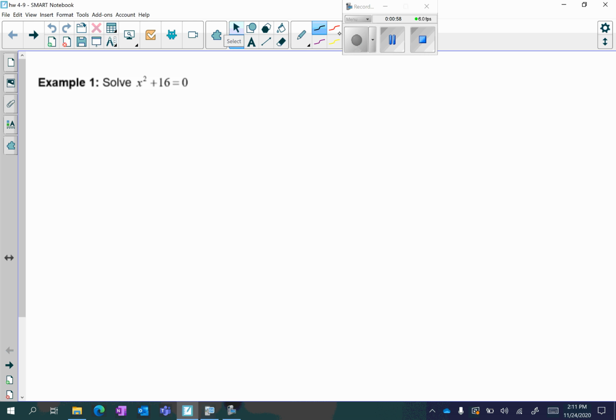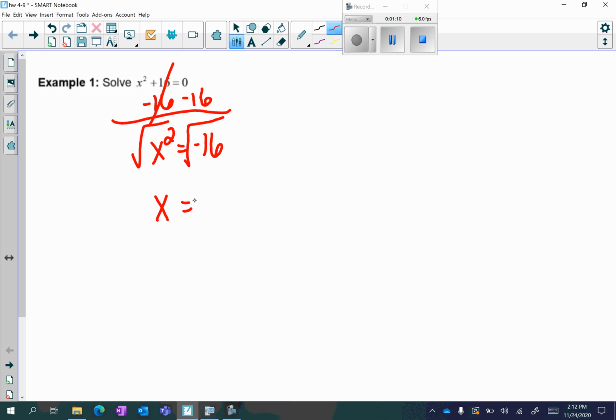I can isolate my x squared by subtracting 16 on both sides. And then I can square root each side. And I get x on the left side. On the right side, whenever you square root, you always get a plus and a minus. And you should know that the square root of negative 16 is 4i. If you don't, you can use your calculator.